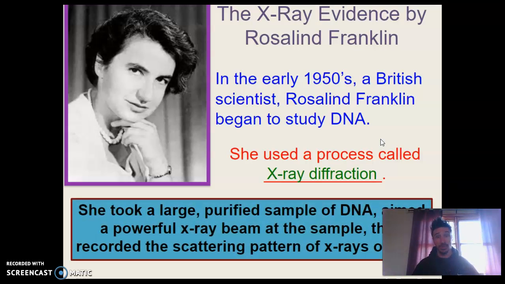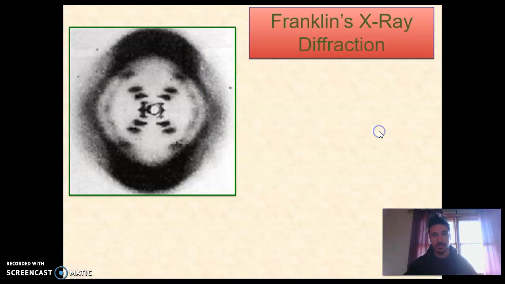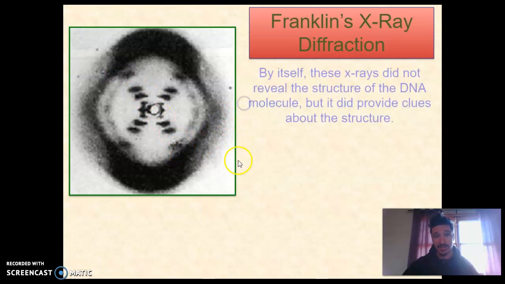Now, she would do this with large purified samples of DNA. She'd aim powerful X-ray beams at the samples, and then she'd record the scattering pattern, like I just described. The scattering pattern is the outline on the backdrop behind the DNA sample that she's shooting X-rays at. Now, this image right here, this is the image that would shake the scientific community, at least those who were solely working on DNA, because this shows a clear pattern and symmetry and shape of DNA.